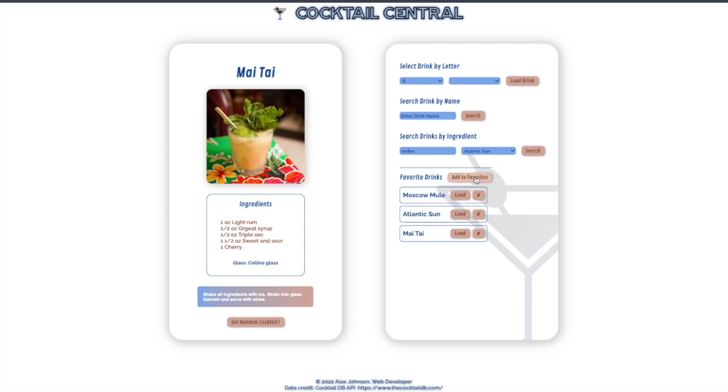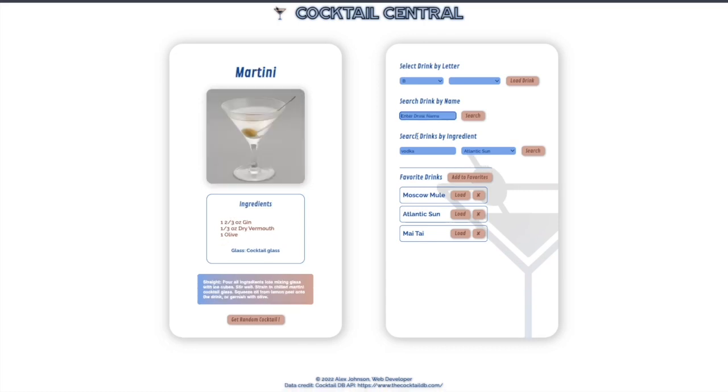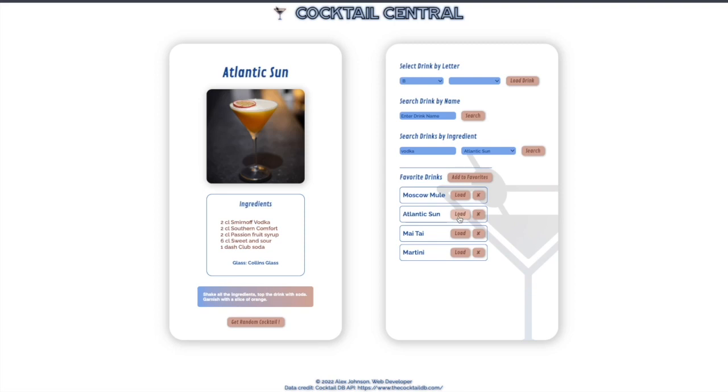As of now, the favorites database is global, so it exists in the same state for all users. A user login feature will be added soon so that each user can have his or her own favorites list. Each item in the favorites list can be re-rendered to the drinks card later by clicking the load button.